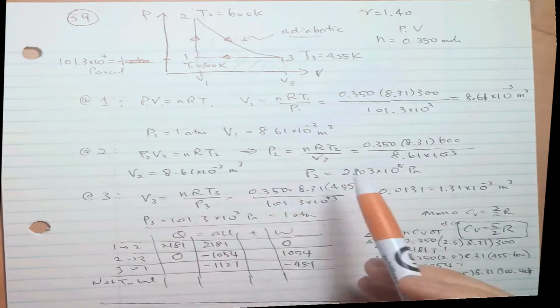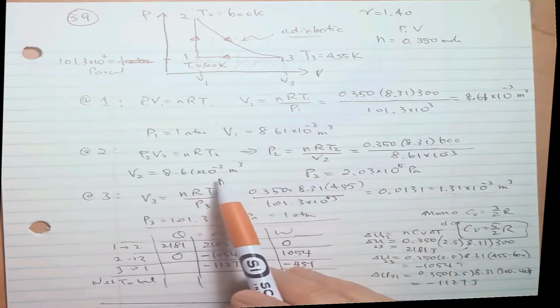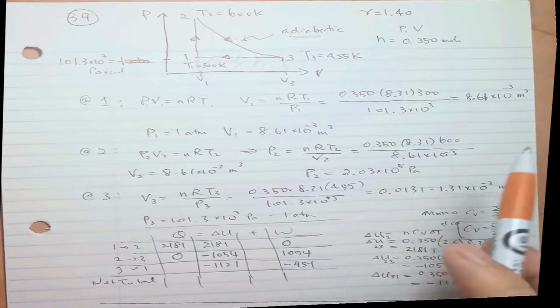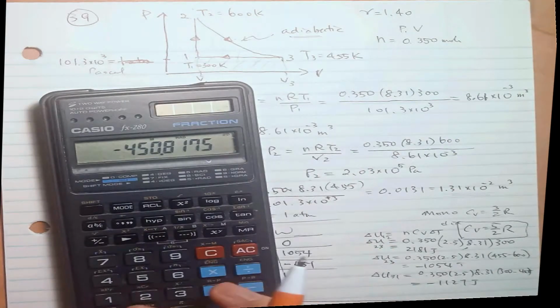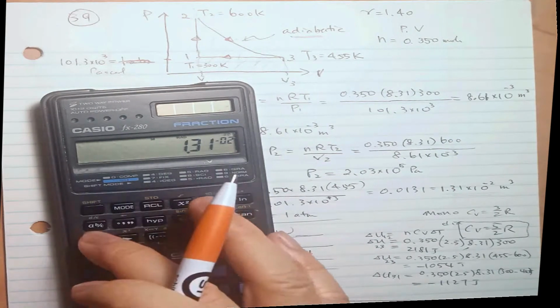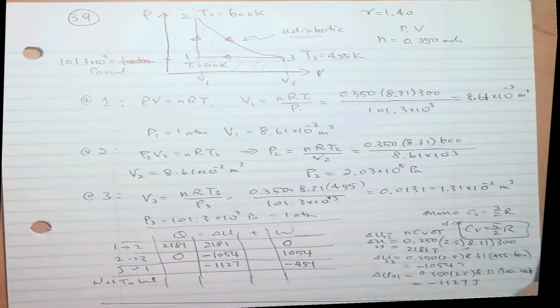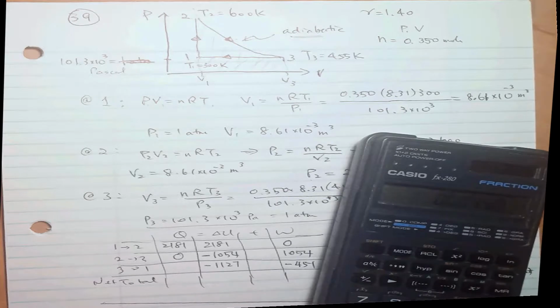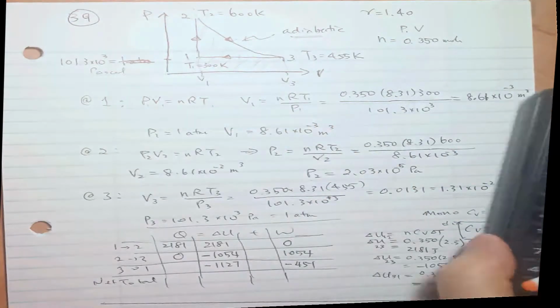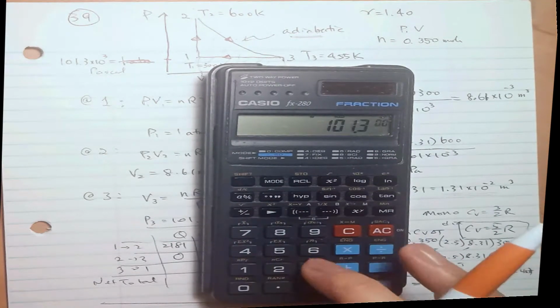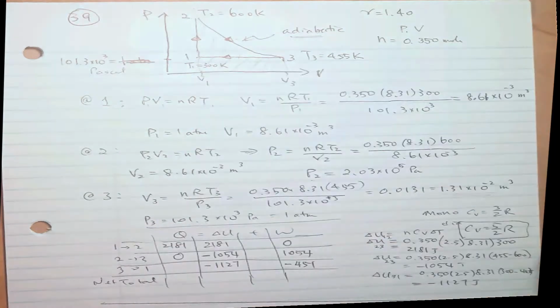For example, just to double check, V3 we figured was this number. So V3 minus V1 is the difference in volume: 1.31 times 10 to the negative 2, minus V1, which we figured was 8.61 times 10 to the negative 3. So we now have a difference in volume, multiplied by the pressure, 101.3 kilopascal. I get 455 joules.